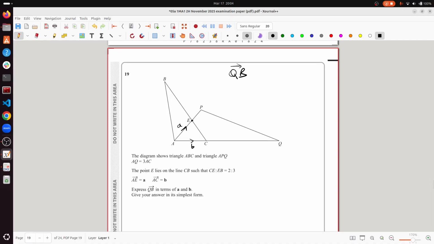Okay, so for us to find Q to B, that is the same thing as finding Q to C plus C to B. And we already know that AQ is 3AC. So that means all of this is worth 3 lots of AC, which is 3B. So the remaining part of it is worth 2B.